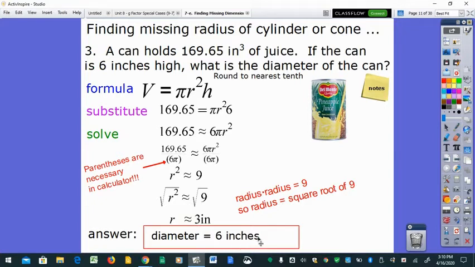Now notice your answer is not squared or cubed because it is a straight distance. It's how far across the can from edge to edge. And that wouldn't be square inches. That would just be measured with a ruler. It would be straight units and it would be straight inches. Again, I just want to remind you that when you're dividing, if you still have the pi in there, make sure you use the parentheses.